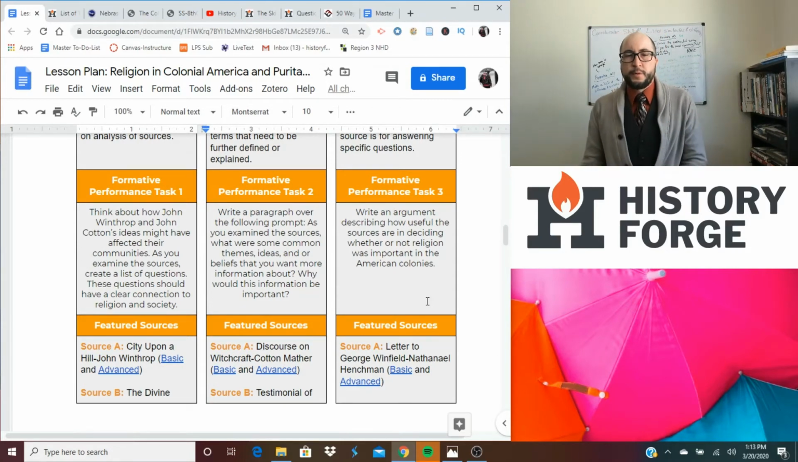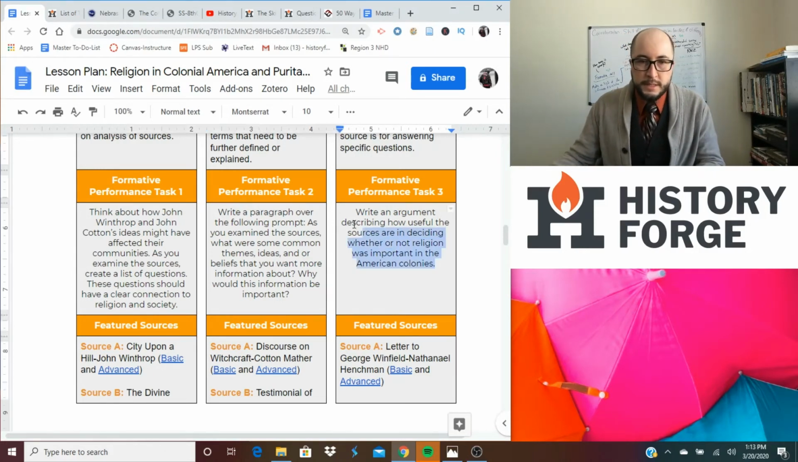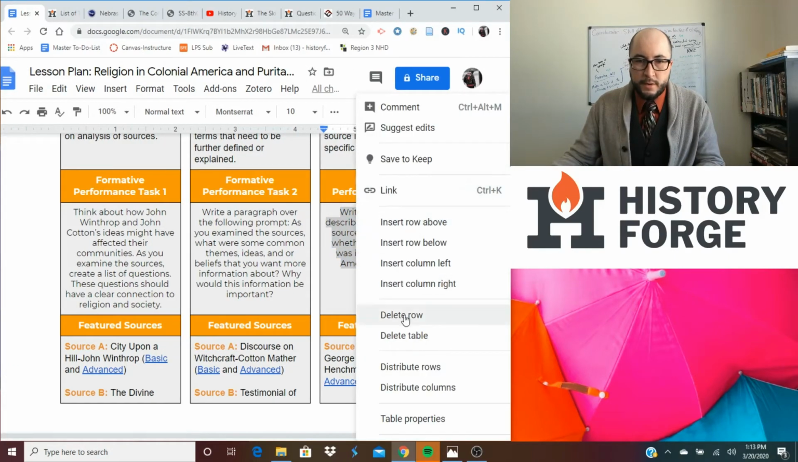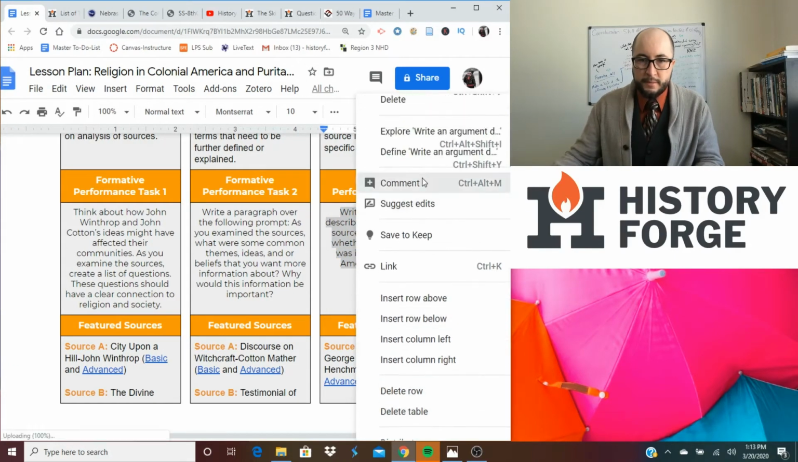Finally, formative performance task number 3: write an argument, describe how useful the sources are in deciding whether or not religion was important in the American colonies. I'm going to highlight this one even because I realize that it is going to become more complicated.